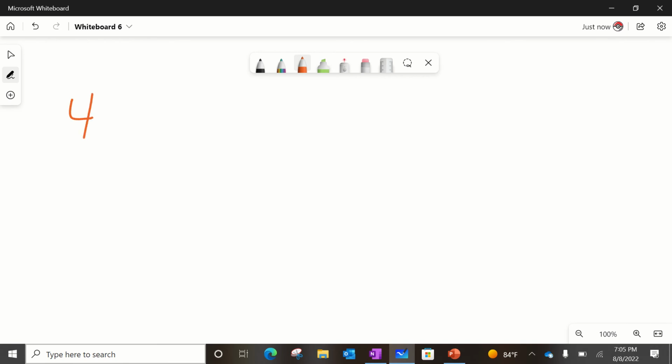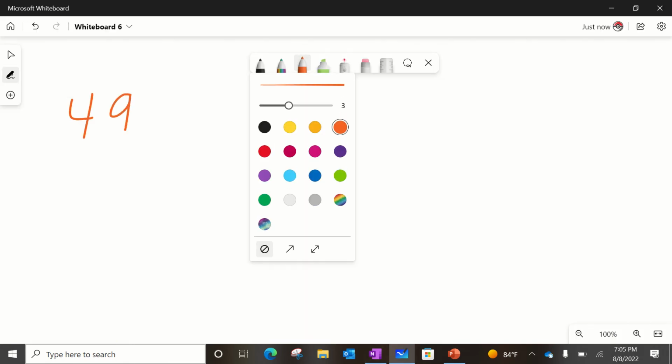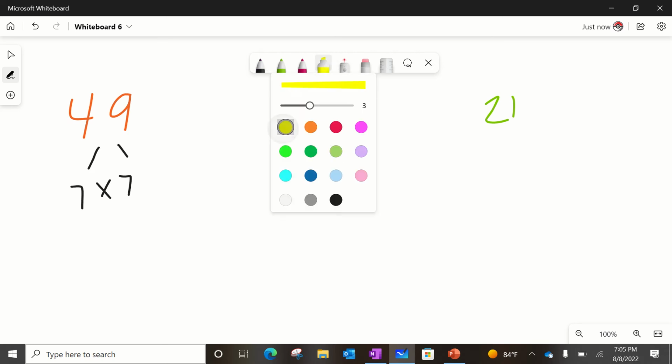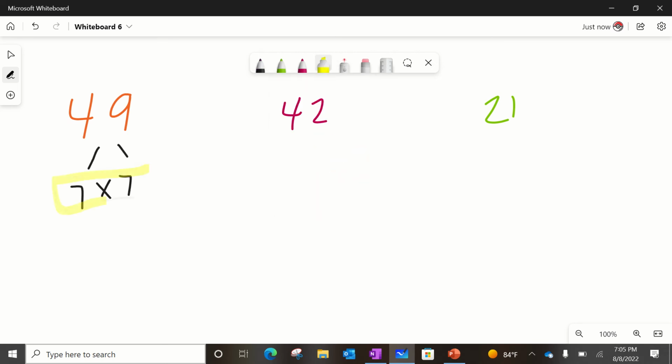We had 49. 42. And I believe our last one was 21. Now, unless you know the factors right off the bat, we are going to have to do some math. Now, I know 49 can be 7 times 7. I also know that 7 is a prime number, so therefore, we are locked in here.